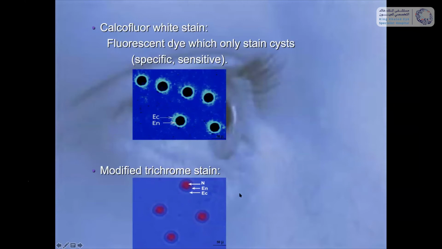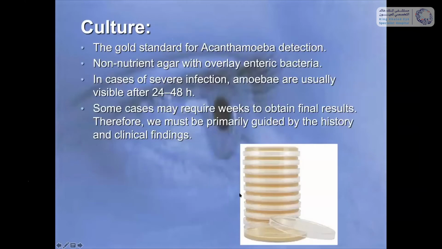It can also detect the cysts. The culture is the gold standard in the diagnosis. And usually we use a non-nutrient agar with overlying enteric bacteria. In cases of severe infection, amoeba are usually visible after 24 to 48 hours. Some cases may require weeks to obtain the final result. Therefore, we must be primarily guided by history and clinical finding.